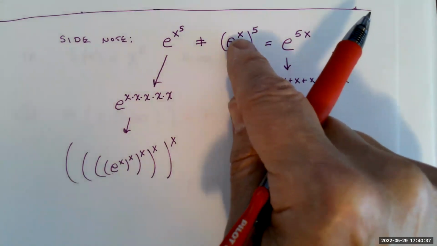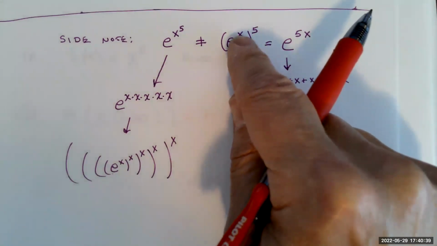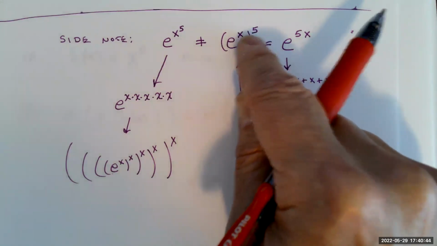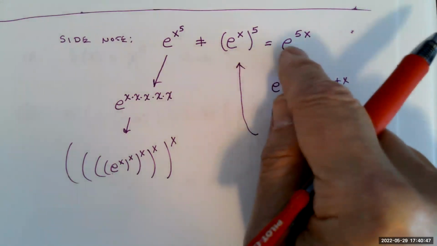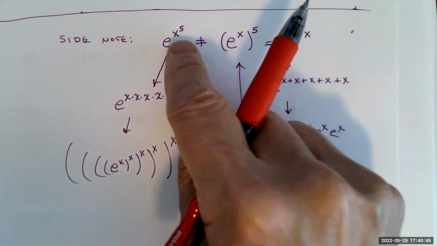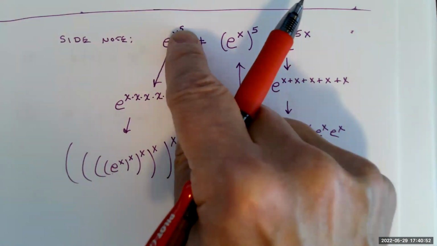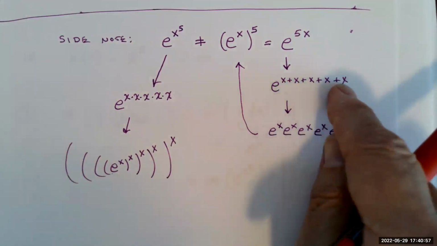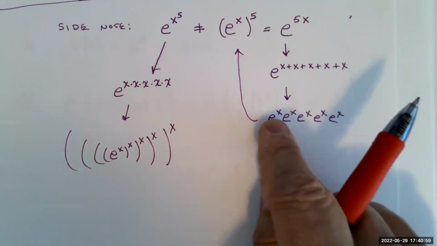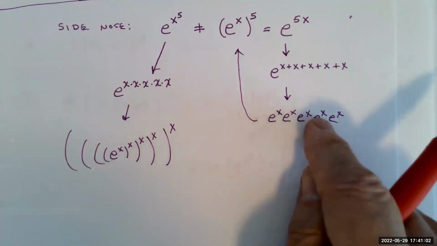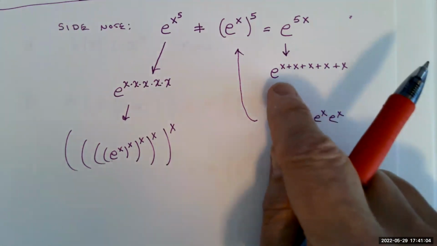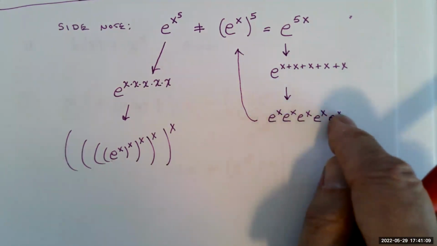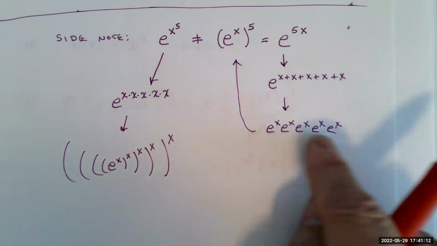Here, this would be e to the x and then to the fifth power. Well, remember, when we're raising an exponent to another exponent, what do we do with these exponents? We multiply them. So this is e to the 5x, which is not the same as e to the x to the fifth. x to the fifth is not the same as 5x. 5x you can think of as x plus x plus x plus x plus x, 5 x's, which is the same as e to the x times e to the x times e to the x times e to the x times e to the x, right? Because again, when we're multiplying like bases, we do what with these exponents? We add them.